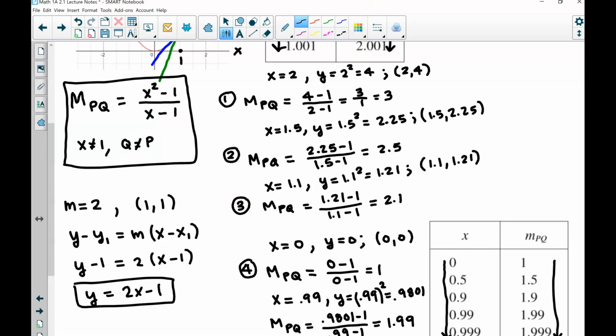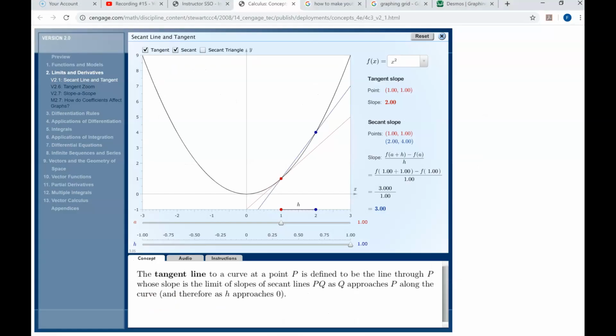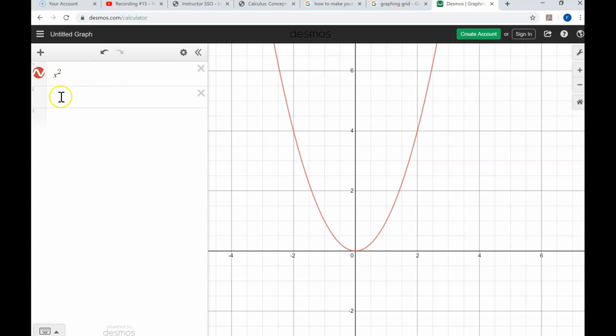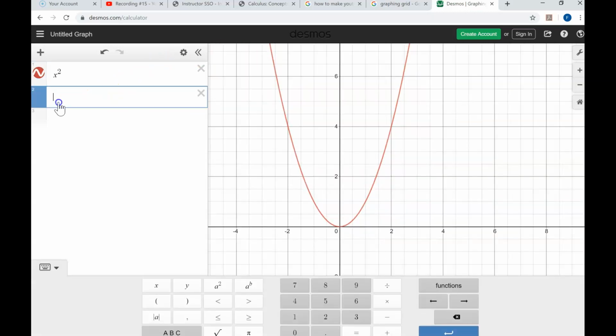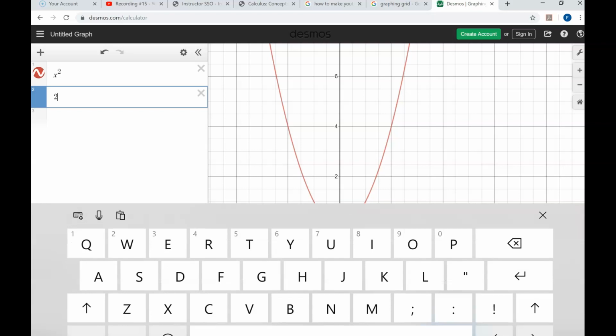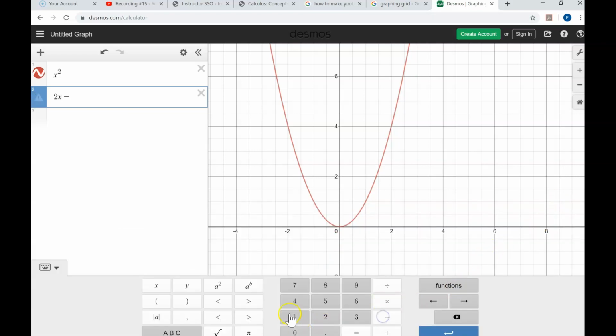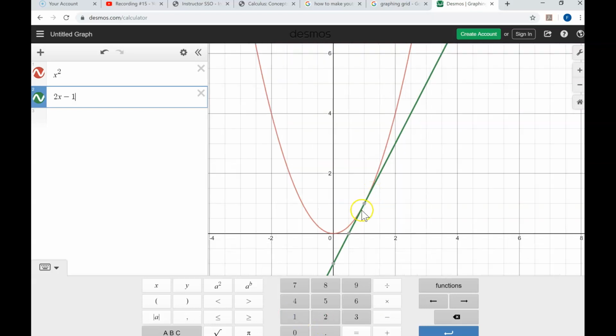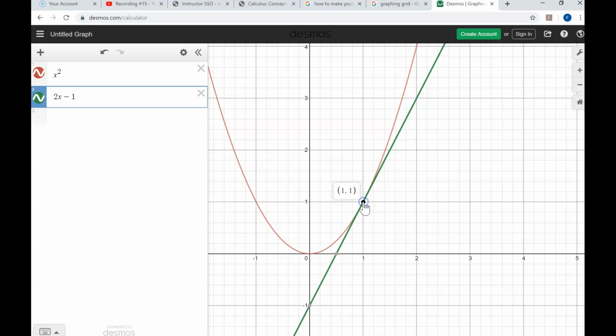So let's take a look at Desmos here. This is the equation 2x minus 1. I've graphed the parabola x squared, and let's see what happens when we graph 2x minus 1. Now you can see that this graph is intersecting and it's a tangent, so it's touching only once on this parabola.